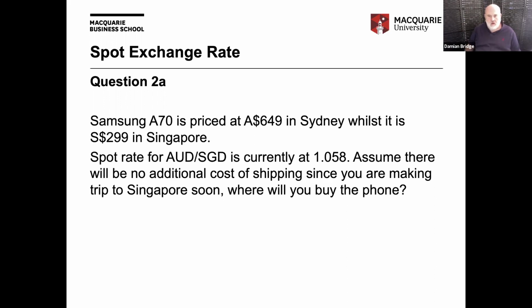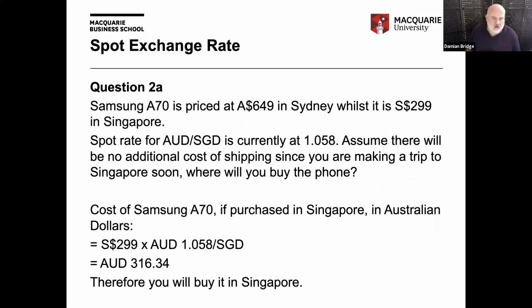Okay. Well, one Singapore dollar is equal to $1.058 Australian. So what we're going to do is say $299 times the exchange rate. Now you'll notice here that's Singapore dollars and the exchange rate given is Australian dollars to Singapore. Therefore, this is in a numerator and this is in a denominator, so we can just multiply the exchange rate and learn that in Australian dollars, it's going to be $316.34. So we can buy it in Singapore.